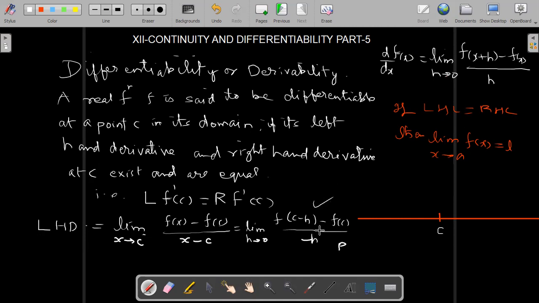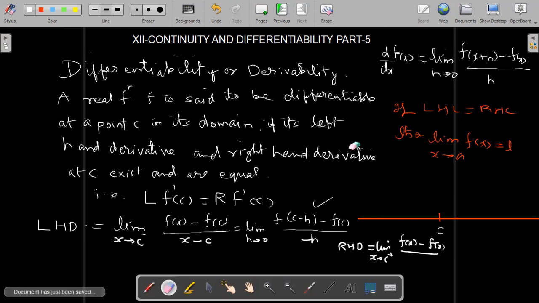Similarly, for right hand derivative, it is the same thing. For right hand derivative, we will use limit x tending to c plus of f(x) minus f(c) divided by x minus c.